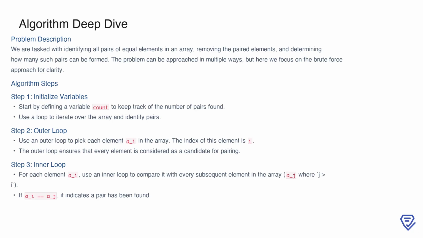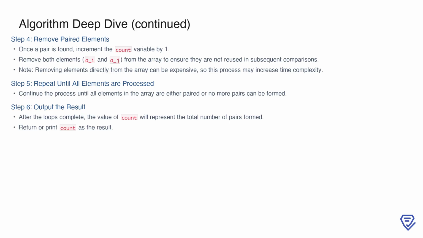If we find two elements that are equal, we've identified a valid pair. When a pair is found, we increment the count variable to register that pair. Then, both elements forming the pair are removed from the array to ensure they are not considered in future comparisons. However, it's important to note that directly removing elements from an array can be computationally expensive, as it requires shifting the remaining elements to maintain order. This step can add to the overall time complexity of the algorithm.